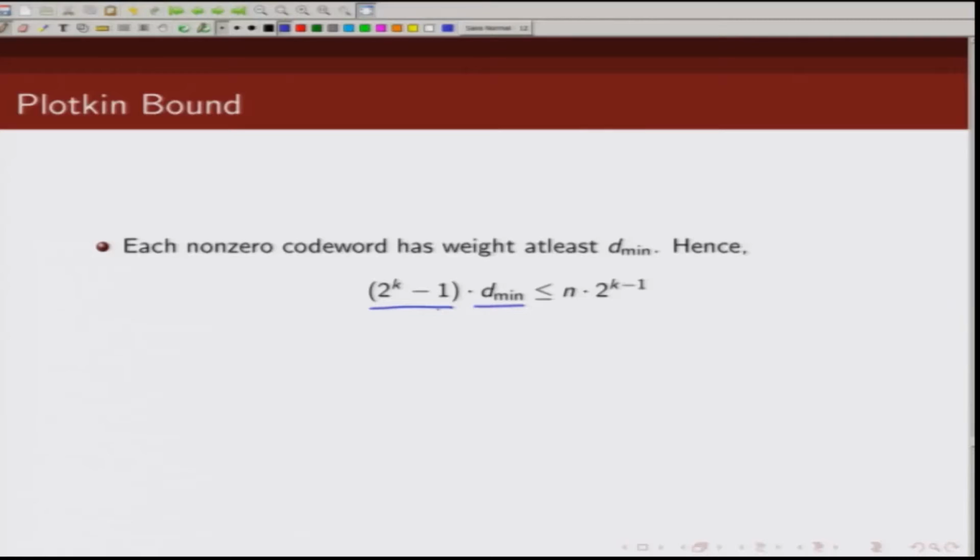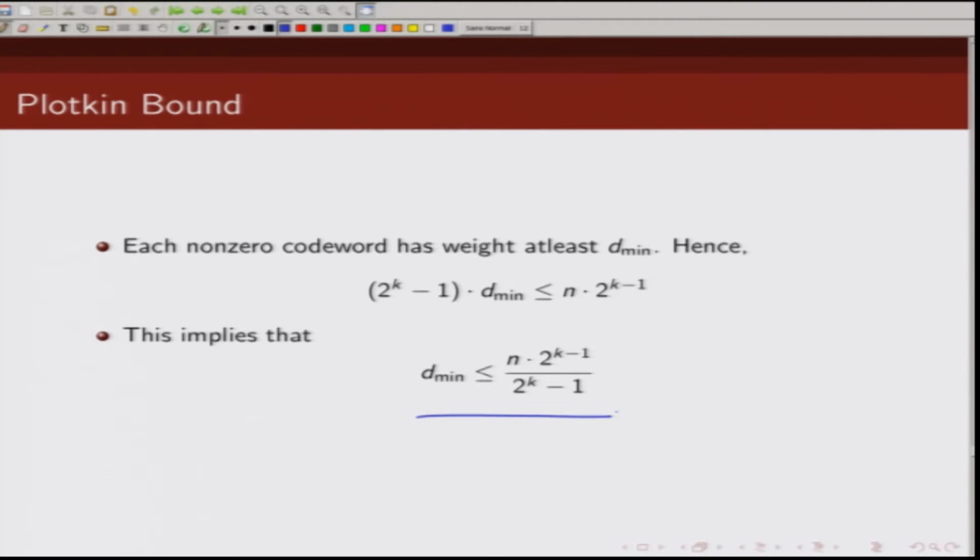So, 2^k minus 1, which is the number of non-zero code words, multiplied by the minimum weight of a code word, this number should be less than or equal to the number of ones in this array. And what is the number of ones in this array? That is given by n into 2 raised to power k minus 1. So, from this we get this relationship that the minimum distance of the code is upper bounded by this, and this is known as the Plotkin bound.